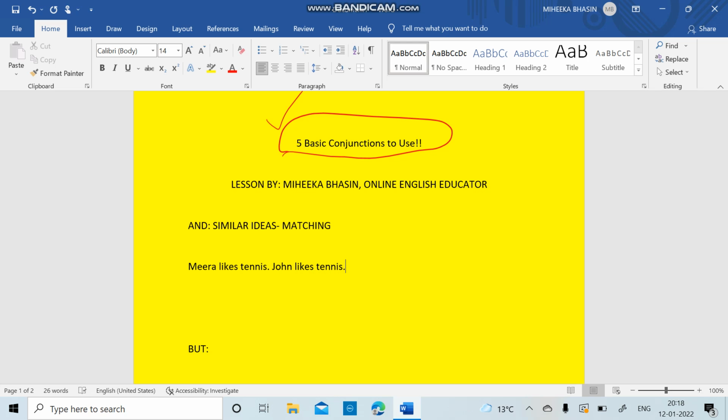So, to make the sentences crisp, I can use the conjunction "and". Meera and John like tennis. Because they both are doing the same thing, and this is a similar idea here. Now, did you get the concept of "and"? Whenever there are similar ideas, we use the conjunction "and". I hope the concept is clear with "and".